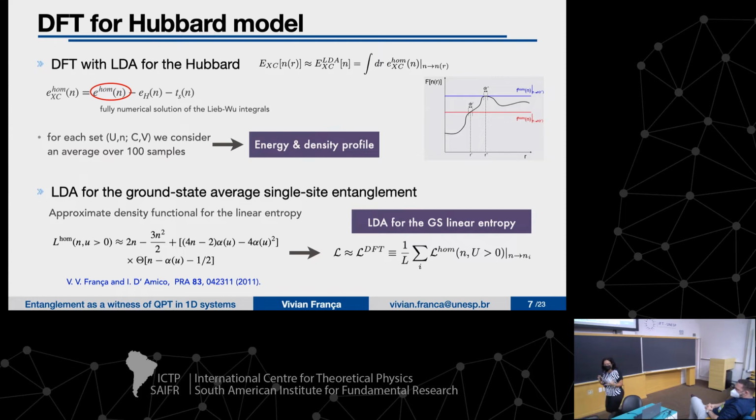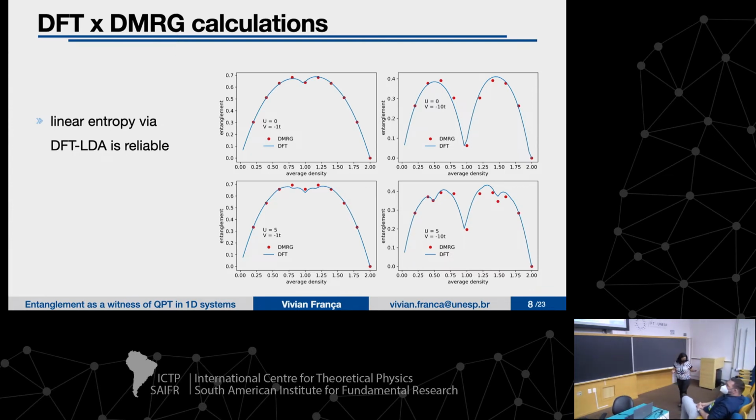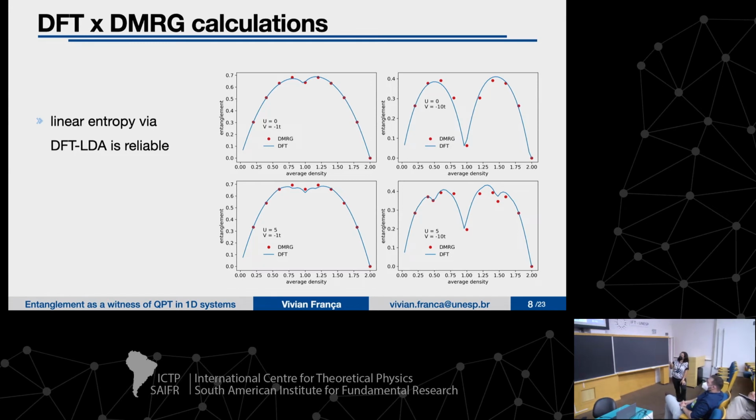I know it's fast and without many details, but just to give you an idea of how this approach performs with respect to some exact data, I'm comparing here the DFT approach with this LDA, which is the simplest approximation within DFT, with the DMRG. The red dots are the DMRG, and the blue line is the DFT with this whole package of approximations. These are systems that I will describe now in the talk. So we see that our approach is reliable.